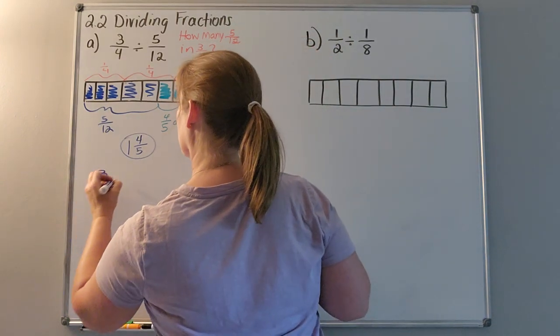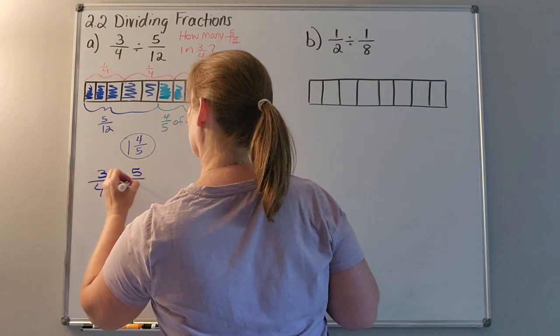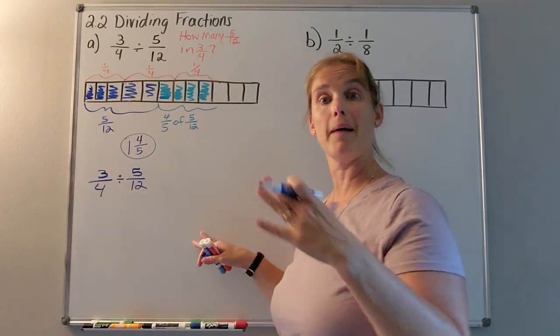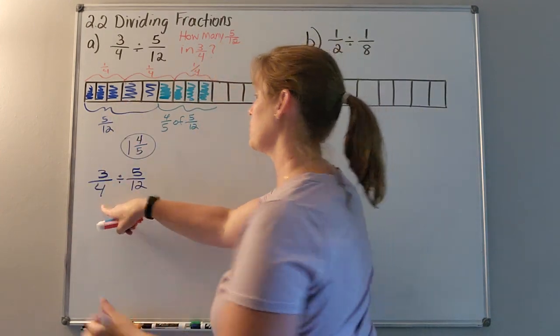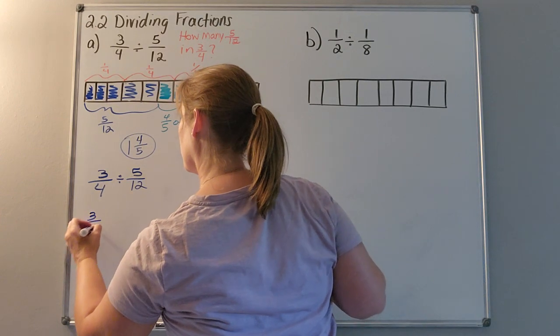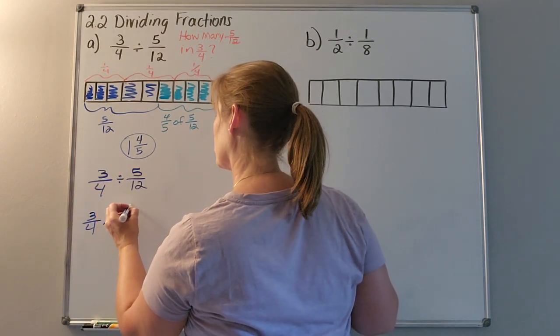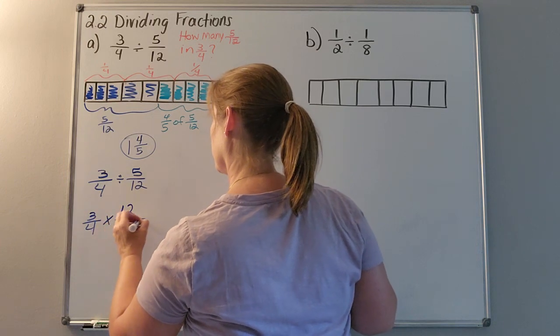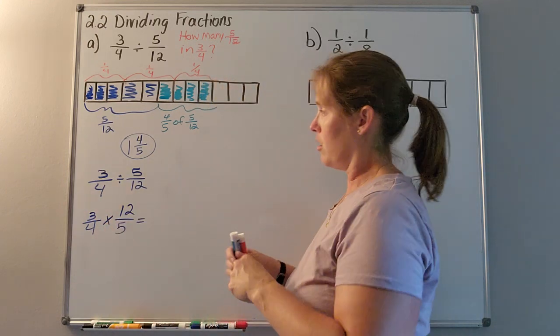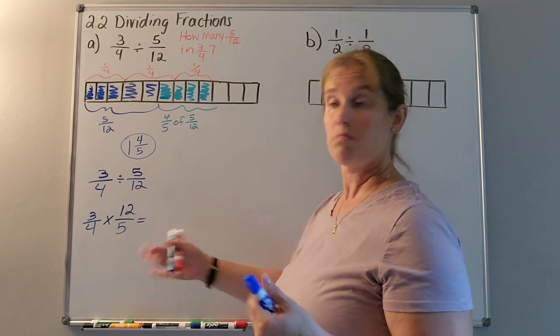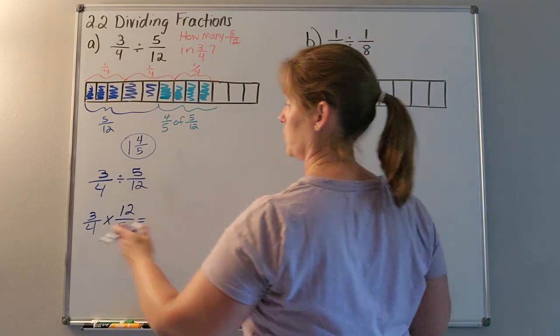3/4 divided by 5/12. Okay, let's rewrite. Rewrite each step as you go. Keep the first, 3/4. Division becomes multiplication. The reciprocal of 5/12 is 12/5. All right, let's just multiply across on this one, just because we can.